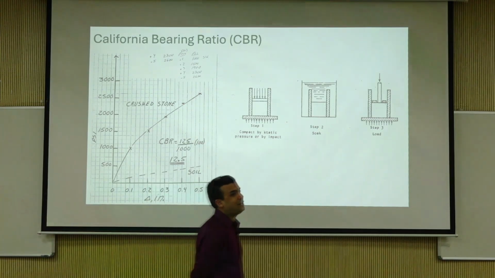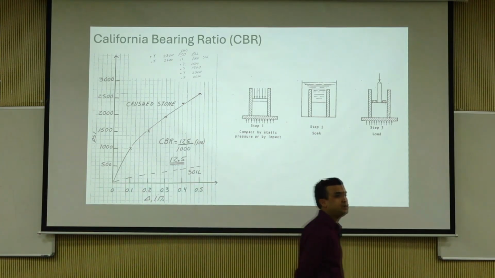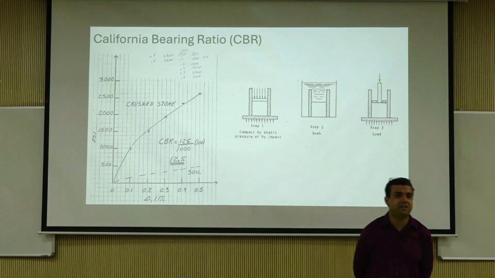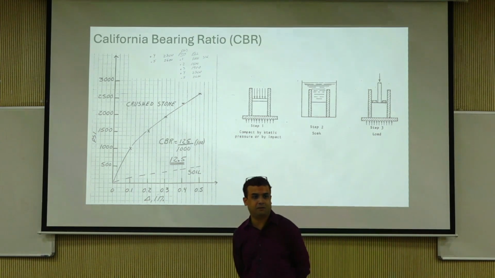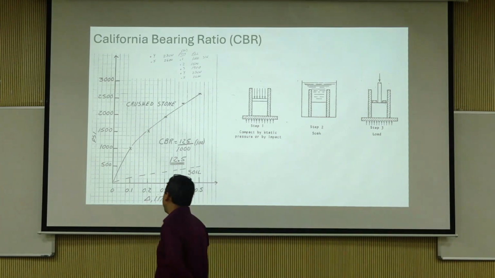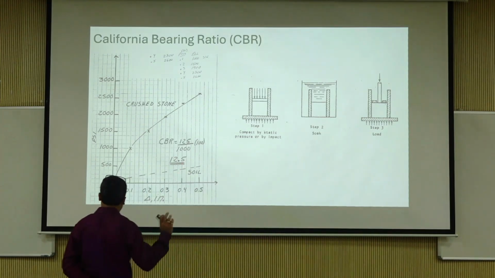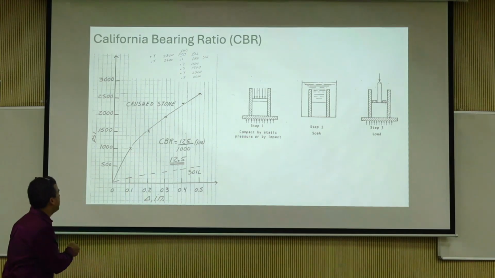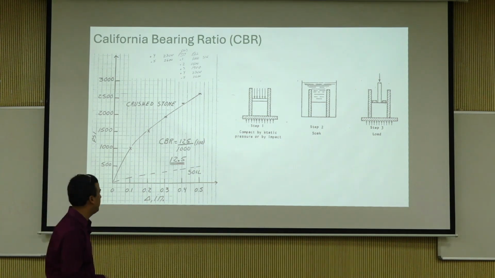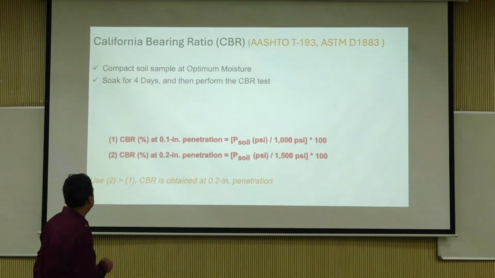There are two schools of thought. Some people say it should always be referred to as a percentage. Some people don't refer to it as a percentage. I'll let you do what you do. I usually write it as a percentage, but it's not a requirement. You actually measure at both penetrations. If by any chance your 0.2 inch measurement gives a higher value, then you report that. You don't go with the 0.1. So basically, use 2 if it's greater than 1.